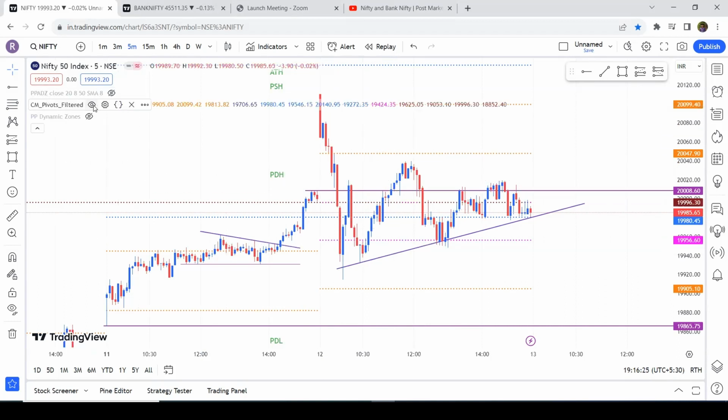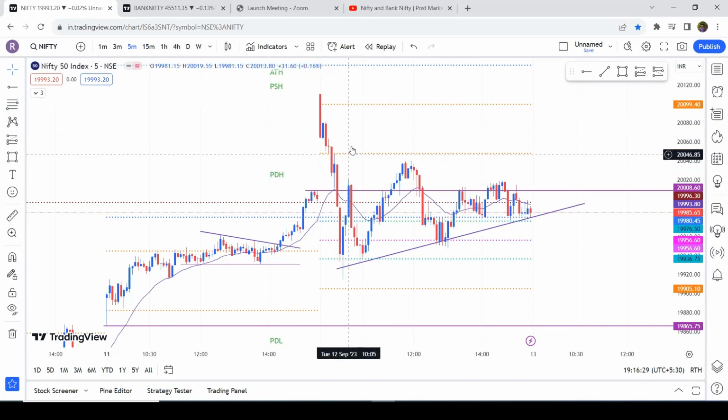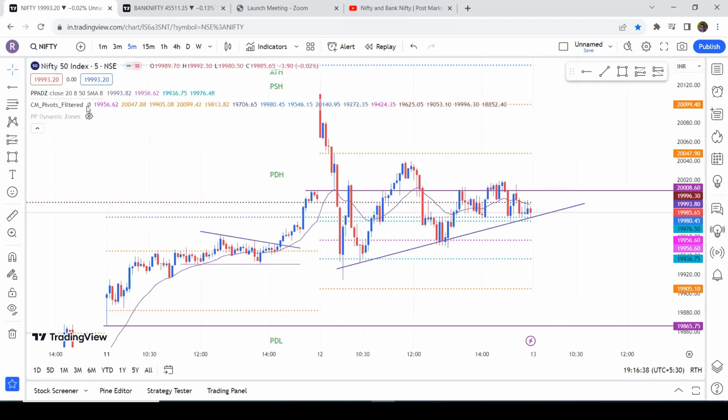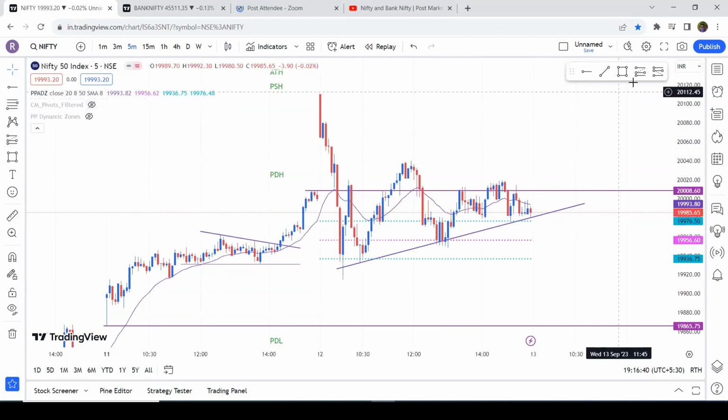If you backtest for the last 2 years at least, you will find that whenever there is a gap up opening with a bearish sentiment, it will easily take the previous day low and it will easily reach the CPR. Here you can see that it easily achieved the target of the CPR.